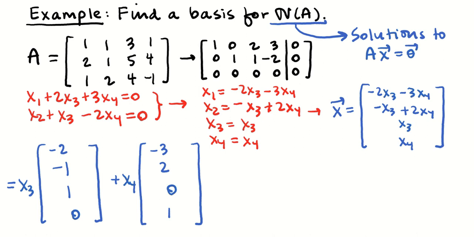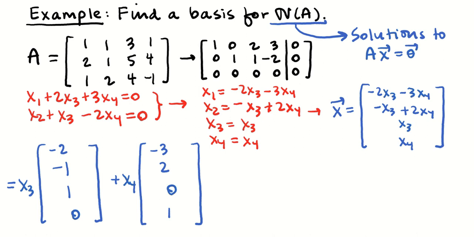And what that means is that every vector in the null space can be expressed as a linear combination of these two vectors right here: (-2, -1, 1, 0) and (-3, 2, 0, 1). Which means that those two vectors span the null space. They are linearly independent, so they are going to be a basis. They are linearly independent specifically because there's only two of them and they're not a multiple of each other. But you could go and convince yourself of other reasons why they have to be linearly independent.